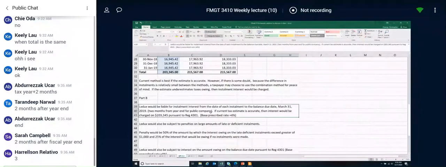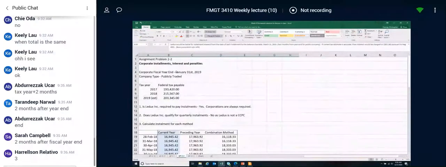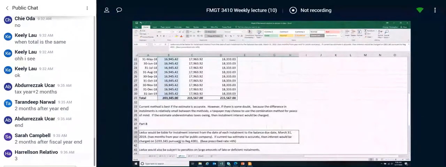So if this was a CCPC, your balance due date would be April. Again, it's a January 31 year end, not December 31st. This is not a calendar year end. So 3 months, February, March, April, if it was a CCPC. Just keep that in mind. In this question, it's Pubco, so it is March. Again, 2 months from the January 31st year end is February, March. Okay, so your interest would be prescribed rate plus 4%, and that's what will be charged on your installments.